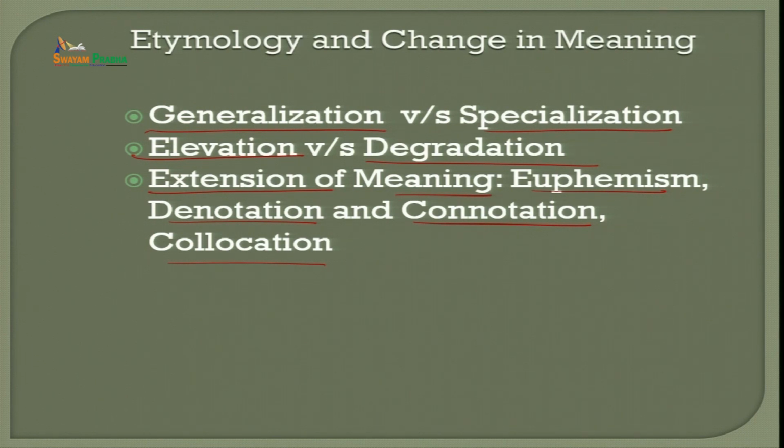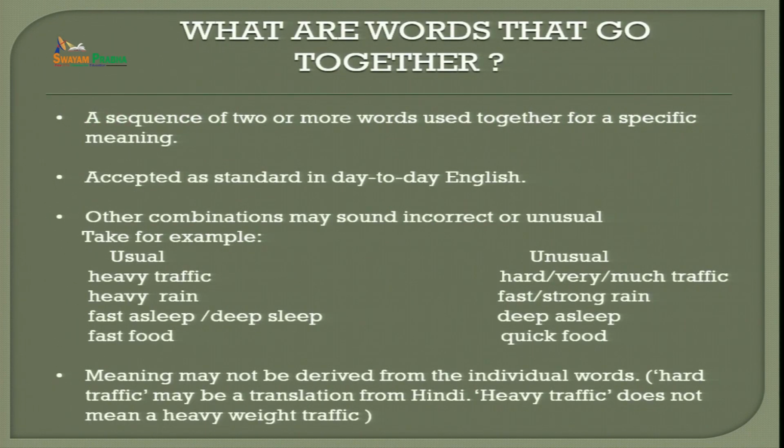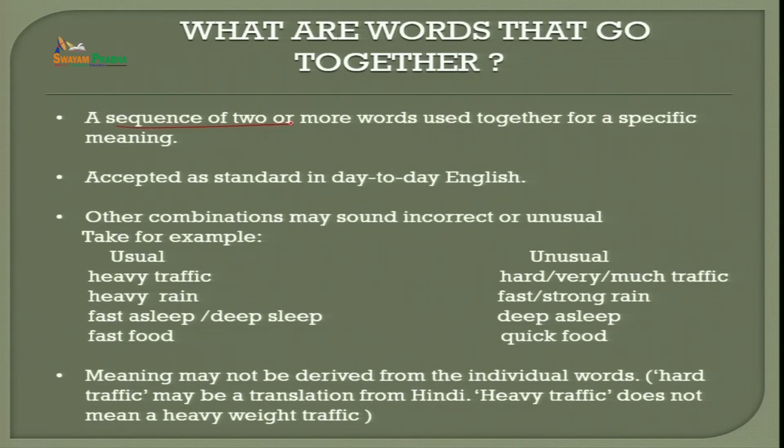Then further we move on to the next thing. What are words that go together? Most of the time we get confused with words. We say, okay, come on, make your bed. But do you really think this is an incorrect or correct usage of words? There are many pairs of words that come together in a sentence. A sequence of two or more words used together for a specific meaning is called a collocation.